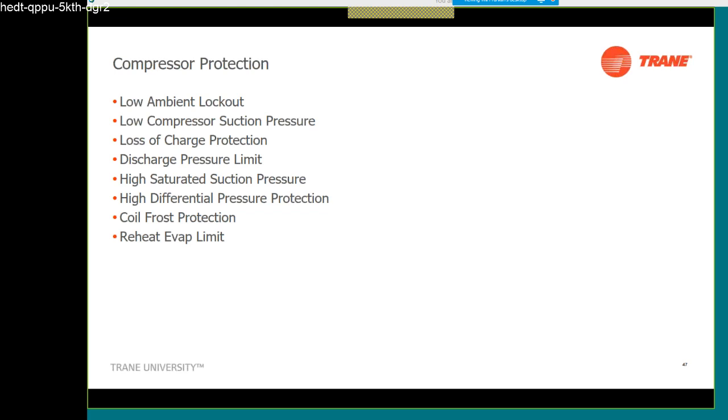Okay. Compressor protections. Here's a list of some of the diagnostics you're going to see: low ambient lockout, low compressor suction pressure, loss of charge protection, discharge pressure limit, high saturated suction pressure, high differential pressure protection, coil frost protection, and reheat evap limit. So that's a few of them. There's more out there. We're going to try to look at some of the different diagnostics: this is what happened, and this is how the unit is going to try to prevent these things from happening.